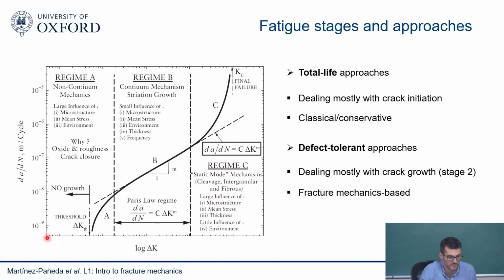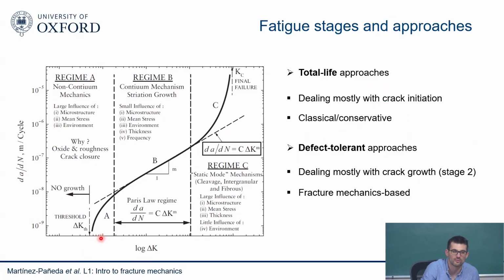So you have these regimes basically. At a very low applied delta K, the load is always the same, but the crack is very small. You have this regime A where you nucleate a crack. And this is the most complicated one because it's very microstructurally dominated. So there's lots of material science in there. You need to deal with the nucleation of a crack, and that's, again, too complicated.